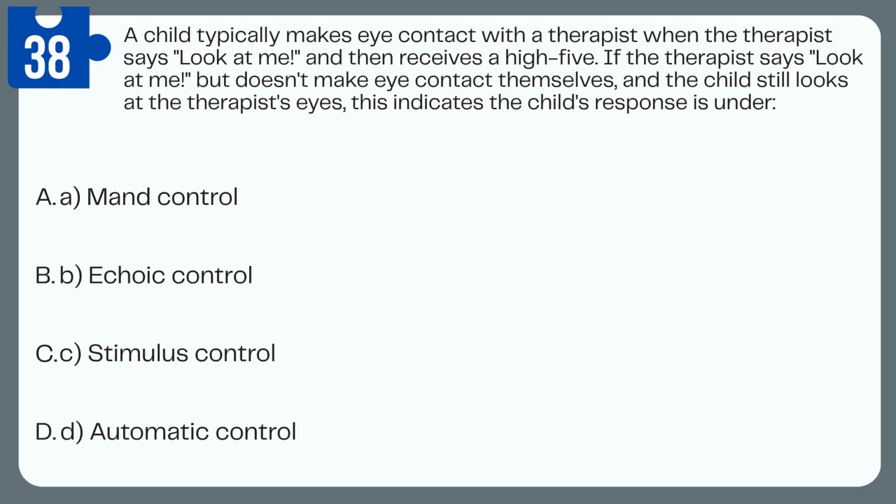Question 38. A child typically makes eye contact with a therapist when the therapist says "look at me," and then receives a high five. If the therapist says "look at me," but doesn't make eye contact themselves, and the child still looks at the therapist's eyes, this indicates the child's response is under A. Mand control, B. Echoic control, C. Stimulus control, D. Automatic control.